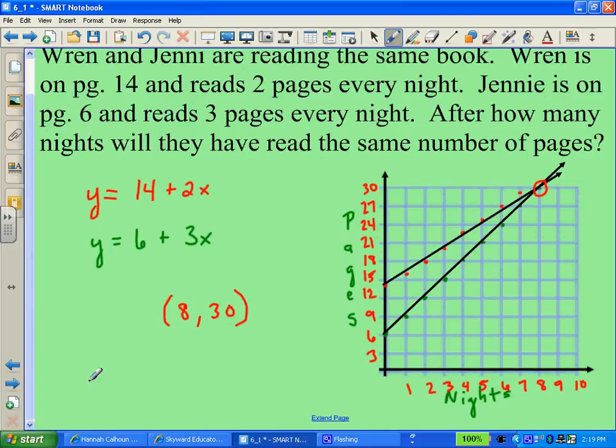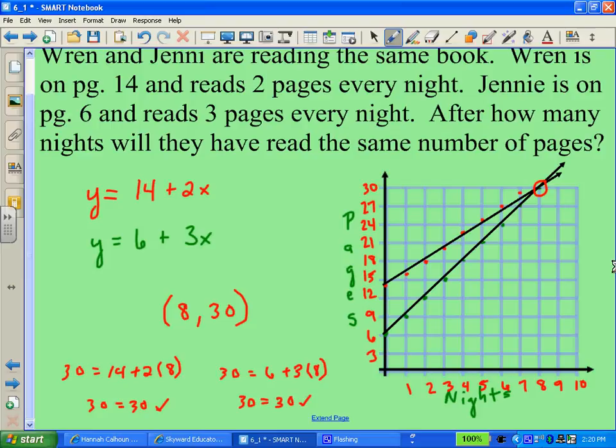So again, let me check my answer really quick. If I do 30 equals 14 plus 2 times 8, that works. And 30 equals 6 plus 3 times 8. That works. So I know that I have the right answer.